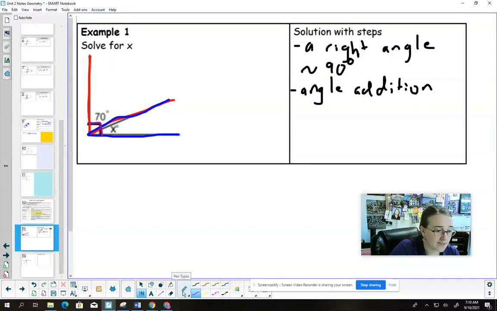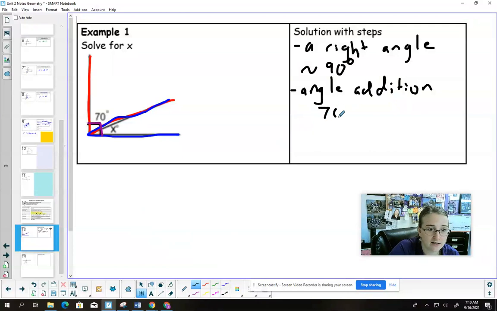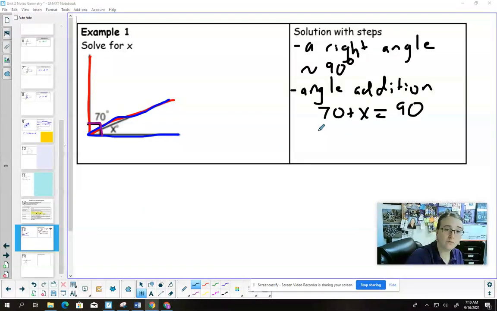So let's write that out. 70 plus x is going to give me the whole angle. So that means I've got 70 plus x gives me the whole angle, which once again is 90, right? So now that we have this equation, now we can just solve for it, right?